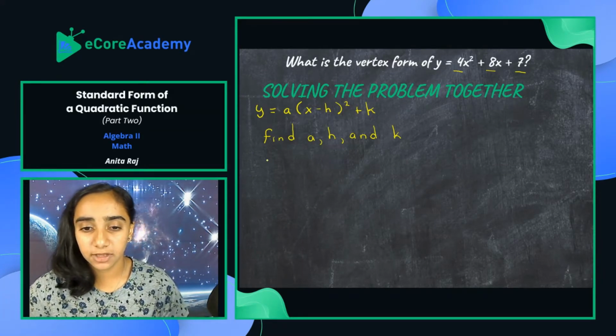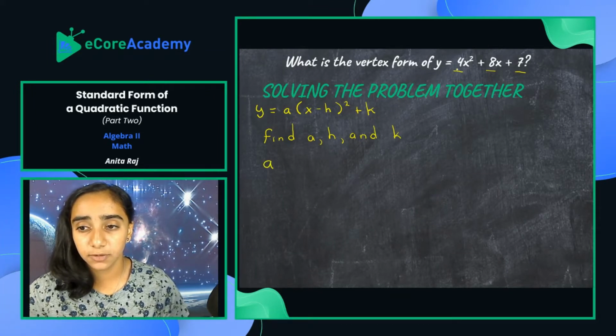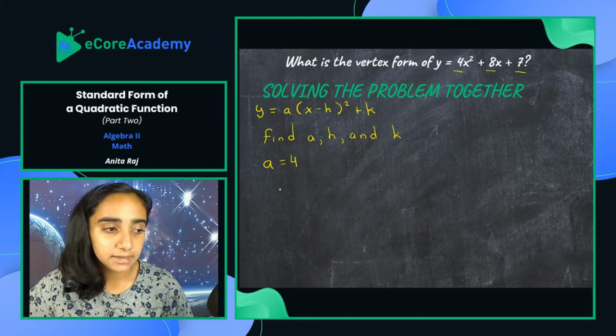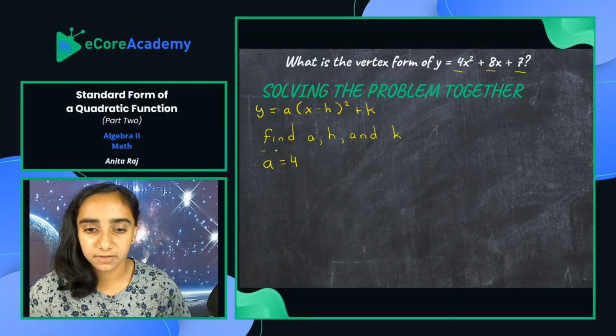Therefore, we already know the value of a. If we refer back to the equation we've been given in standard form, it's 4. A in this case is 4, so a in vertex form is also 4. So we've already figured out the first part. Now I'm just going to put a dividing line to organize this. Let's find out what h is now.